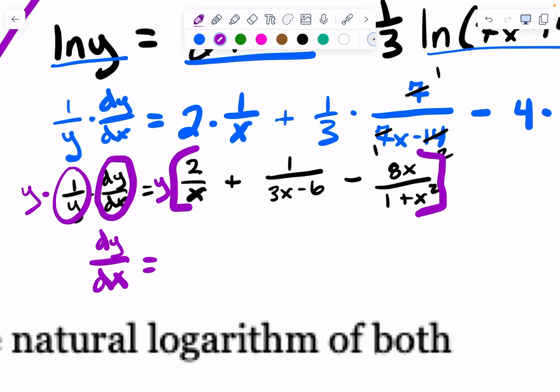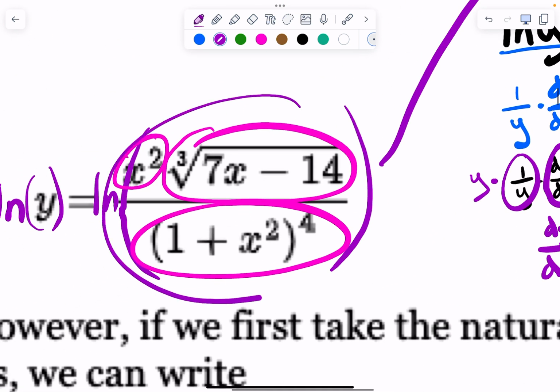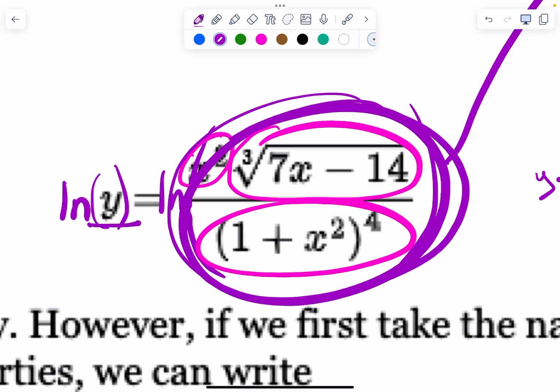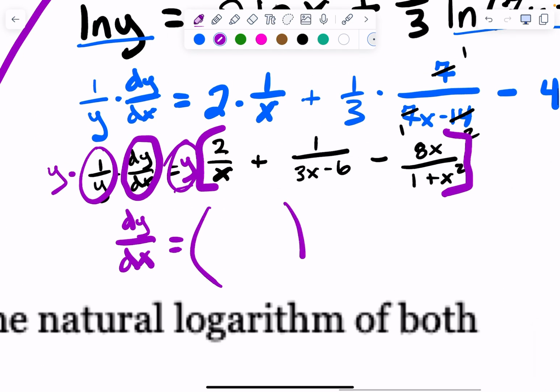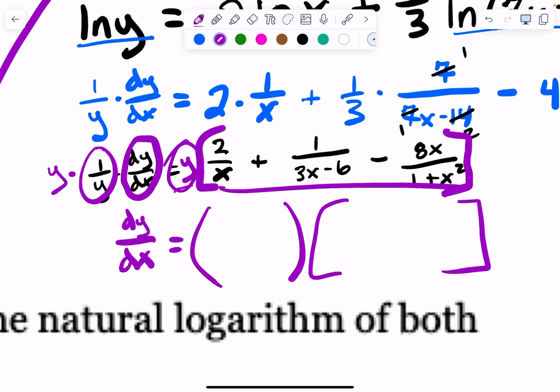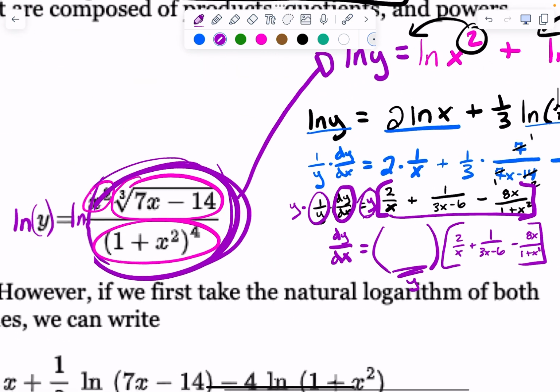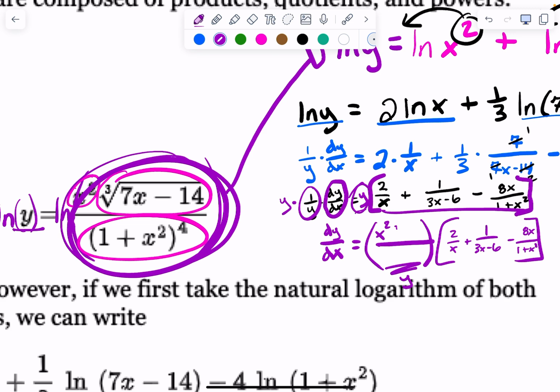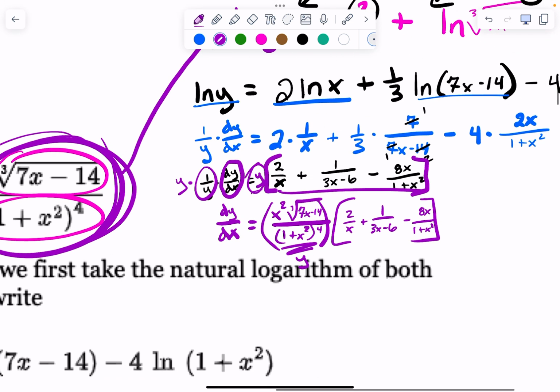Okay, but here's the deal. I don't want to have this in terms of y and x at the same time. So what is y equal to? This thing, right? Y equals this thing. So after I multiply the y to the other side, I have that junk times this junk. 2 over x plus 1 over 3x minus 6 minus 8x over 1 plus x squared. This is what y is, and y is that big junk. Like x squared cubic root 7x minus 14 over 1 plus x squared to the 4th power. That is the derivative.